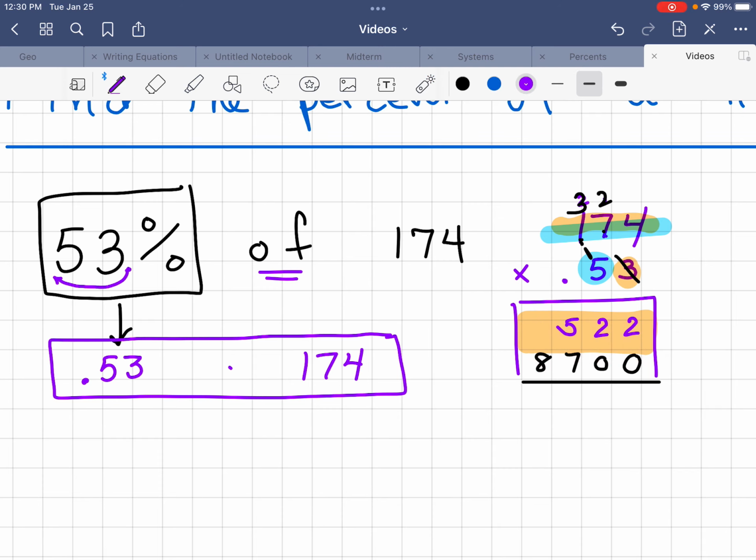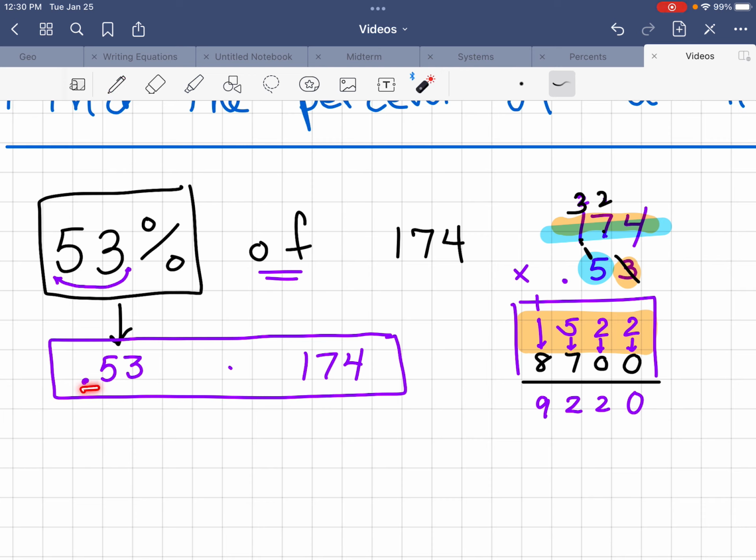And I add straight down. 2 plus 0 is 2. 2 plus 0 is 2. 5 plus 7 is 12. Take the 2 down, carry the 1. 1 plus 8 is 9. So I have the digits of my answer.